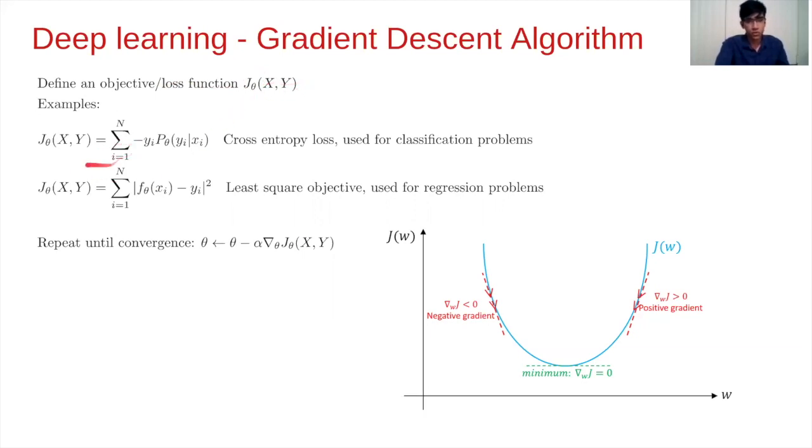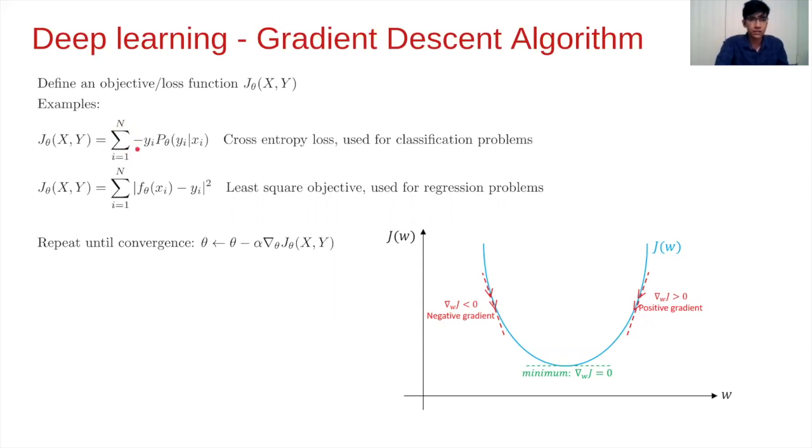So let's look at some examples of objective functions. First we have this objective function. This is called the cross entropy loss. Here we have a summation. The summation is from i equal to 1 to n. So these are our training examples. Let's say n is equal to, say, 10,000. We have 10,000 images, and we are summing over all of them.